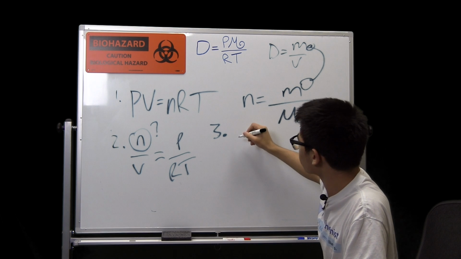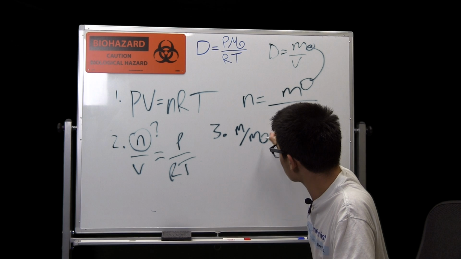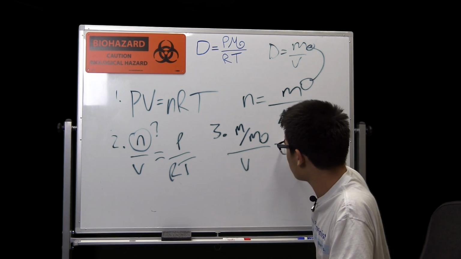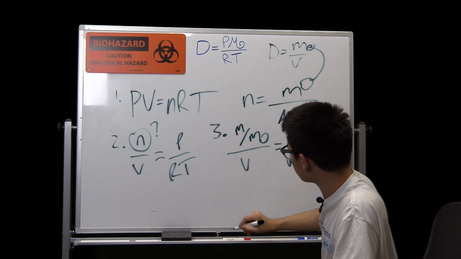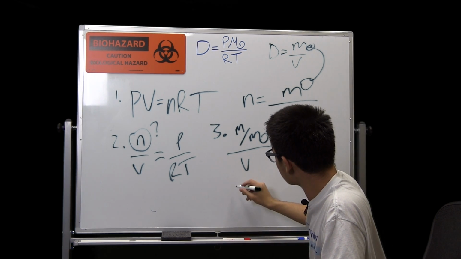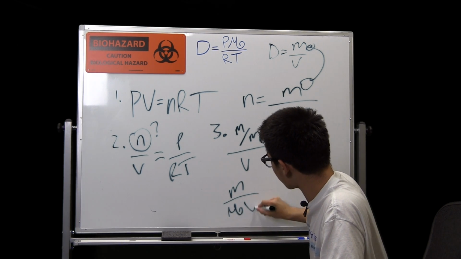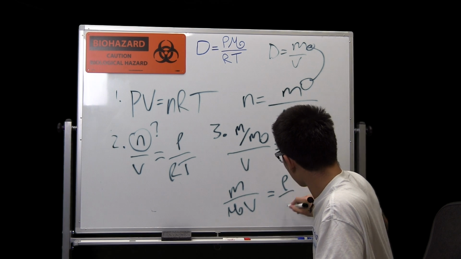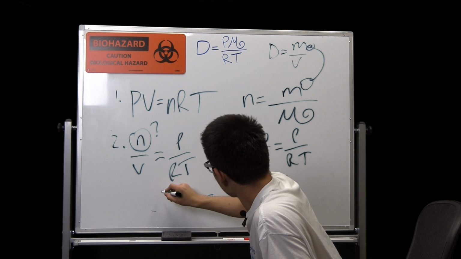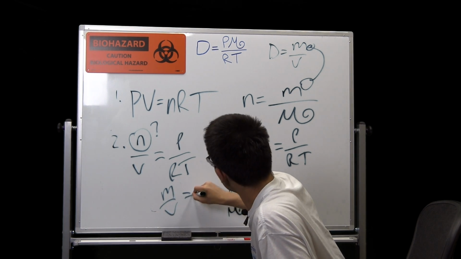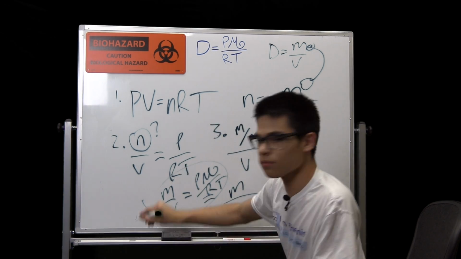All right. So mass over molar mass over V equals P over RT. What that really is, m over molar mass times volume equals P over RT. Further arranging this, we get m over V equals PM over RT. And there you have it.